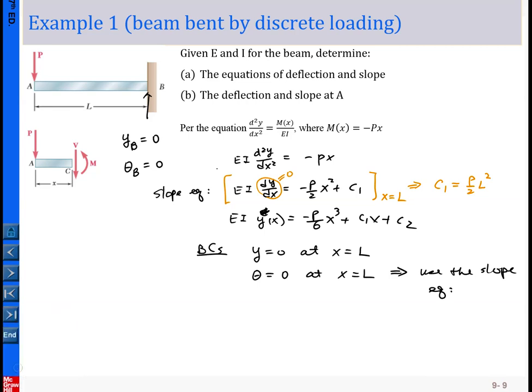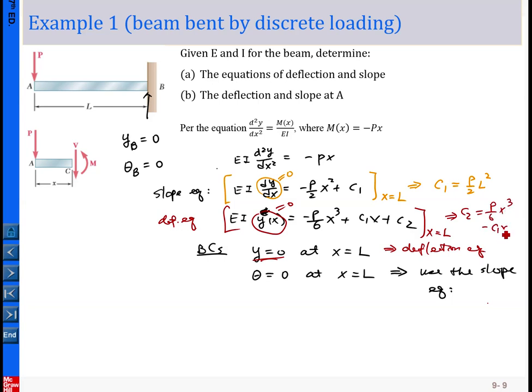Then we use the deflection equation. Here we use the information that at x equal to L, the deflection equals 0. From here you can determine C2 equals P over 6 x cubed minus C1 x, when x equals L. We can continue to solve for that here.